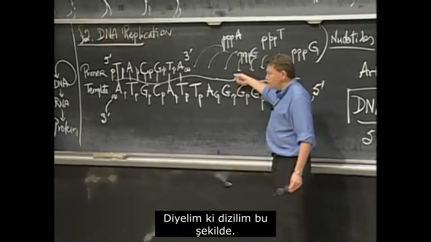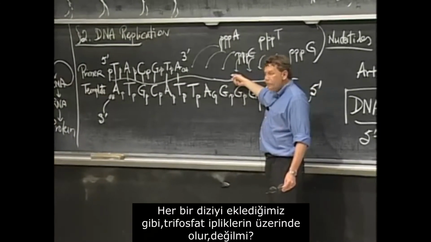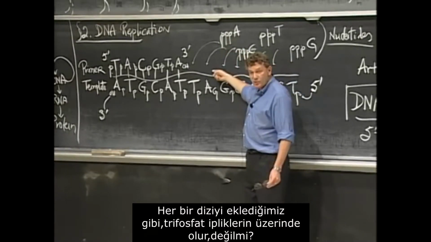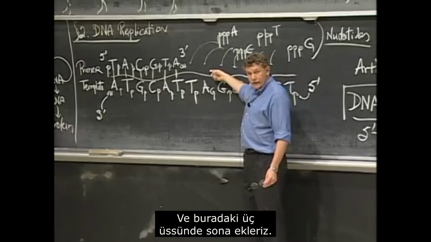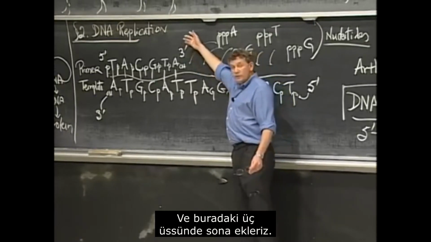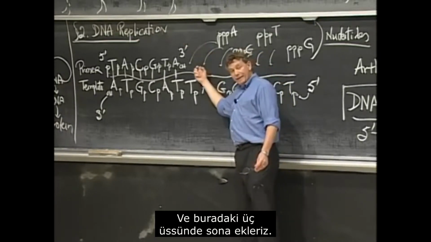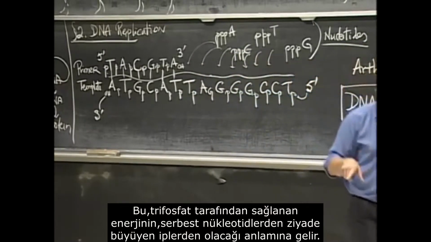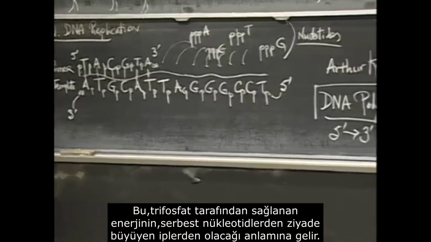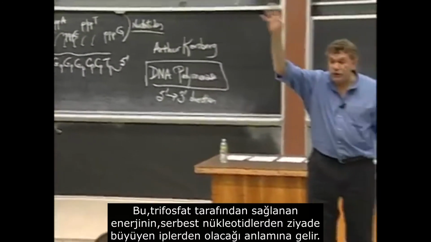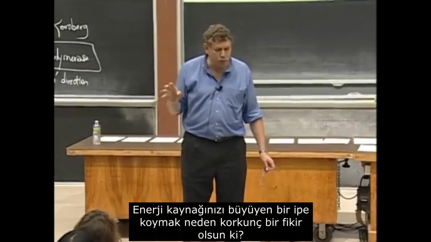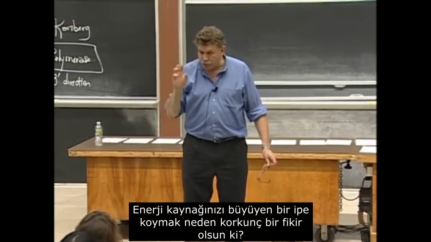Suppose the primer was this way. Where, as we added each base, the triphosphate would be on this strand, right? And we'd be adding to the 3' end here. That means the energy supplied by the triphosphate would be on the growing strand rather than in the free nucleotides. Why would it be a terrible idea to put your energy source on the growing strand?